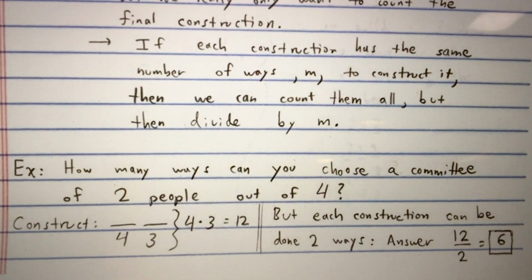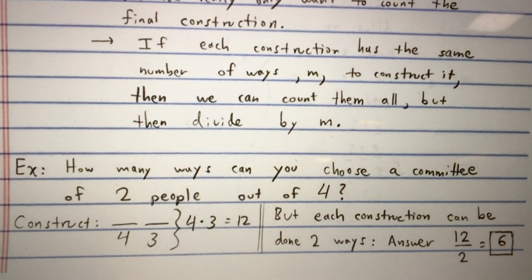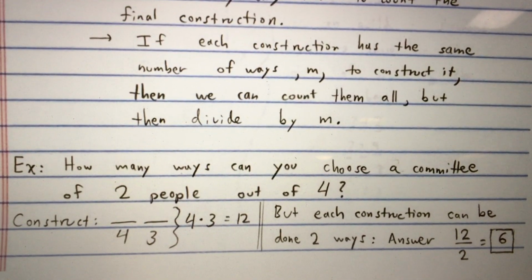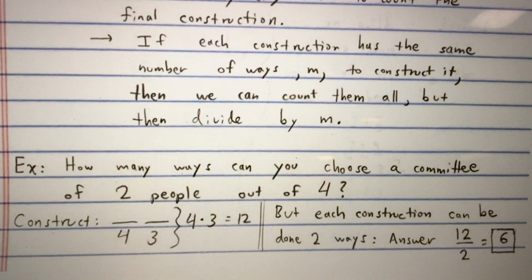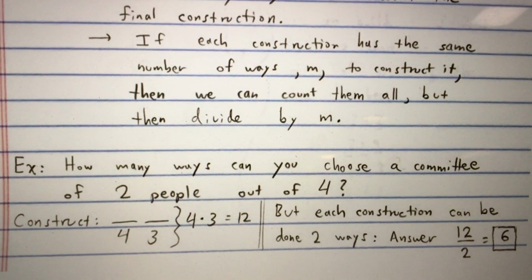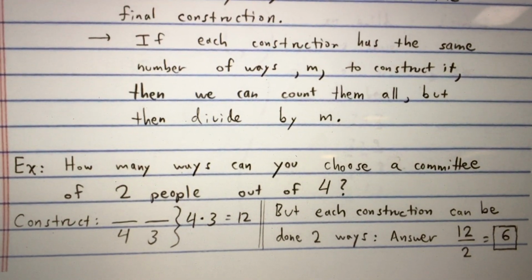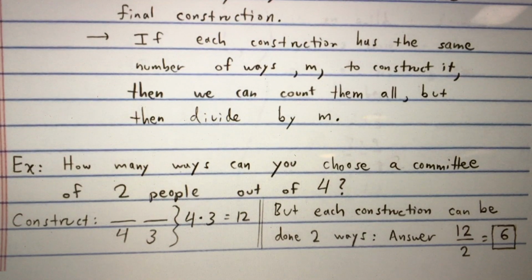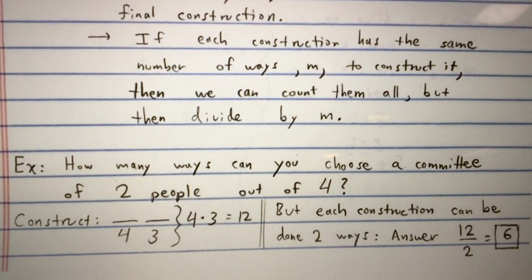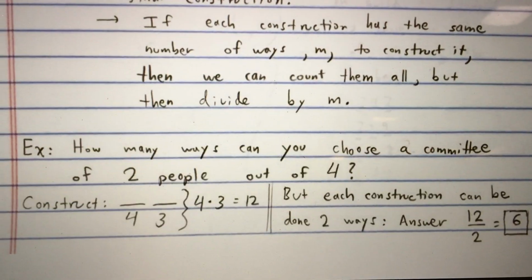But here I have a picture very shortly on the next page. Each construction can be done 2 ways, but we don't care which order we pick the 2 people in. So we can pick person A and then person B, or person B and then person A. Since there are 2 ways to construct the committee, we have to divide that previous answer by 2 and get 6 total. A picture helps a lot here.